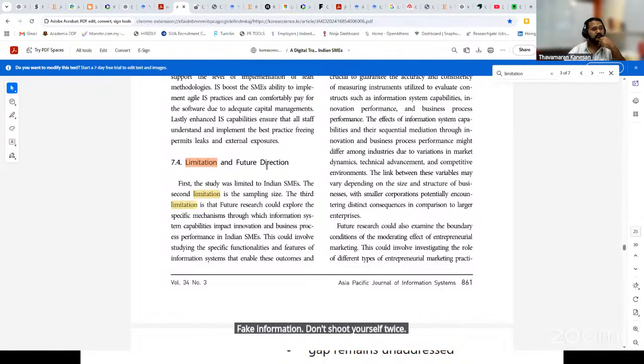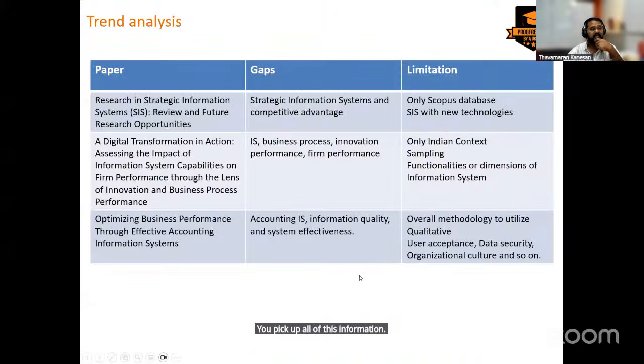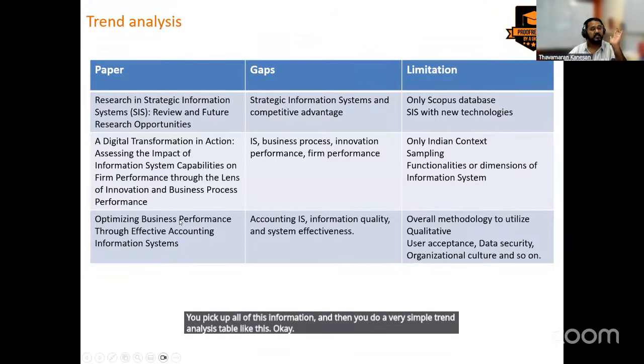So you pick up all of this information and then you do a very simple trend analysis table like this. Put the paper title. This is not a full form literature matrix. You don't need Notebook LM for this. Notebook LM is going to lie also.